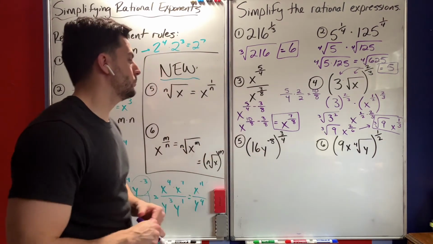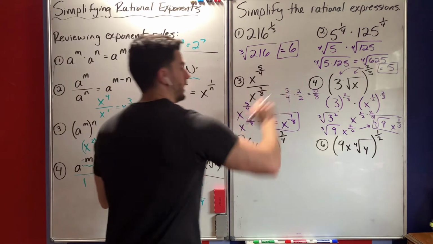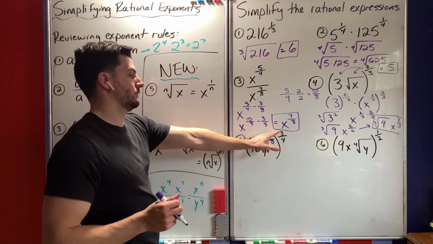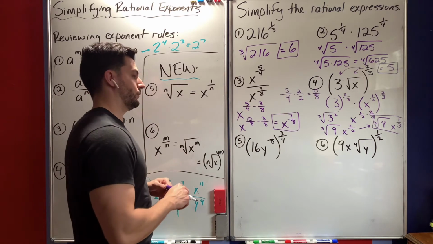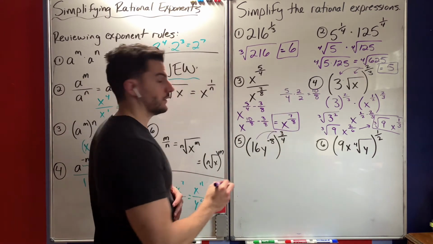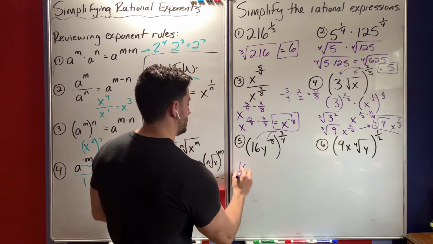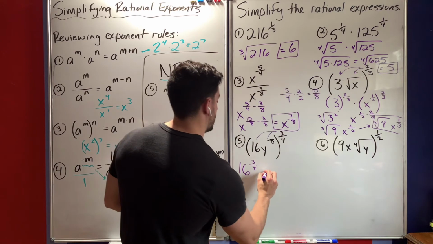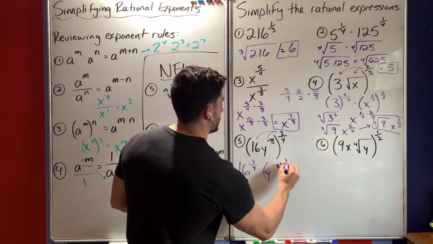All right, two more here. And again, it's similar to that one. All right, so 16y to the negative 8 raised to the 3/4 power. Okay, so again, first step, I'm going to distribute this 3/4 power. So that's going to be 16 to the 3/4, and then y to the negative 8 to the 3/4 power.